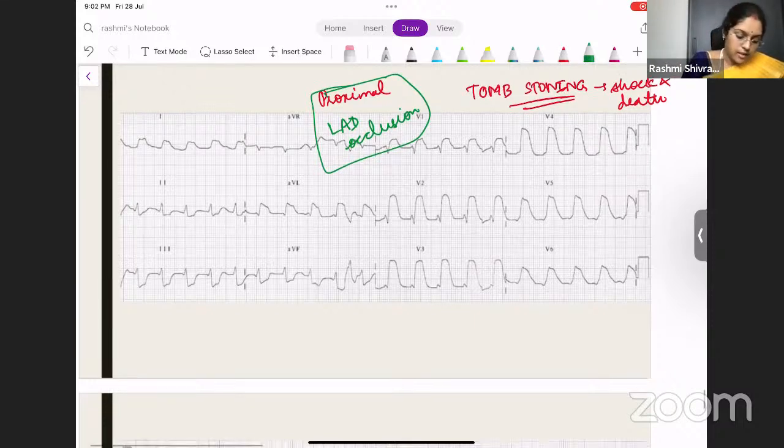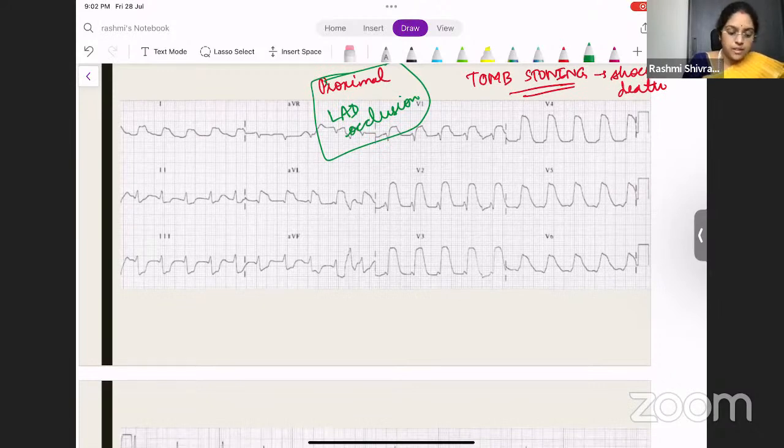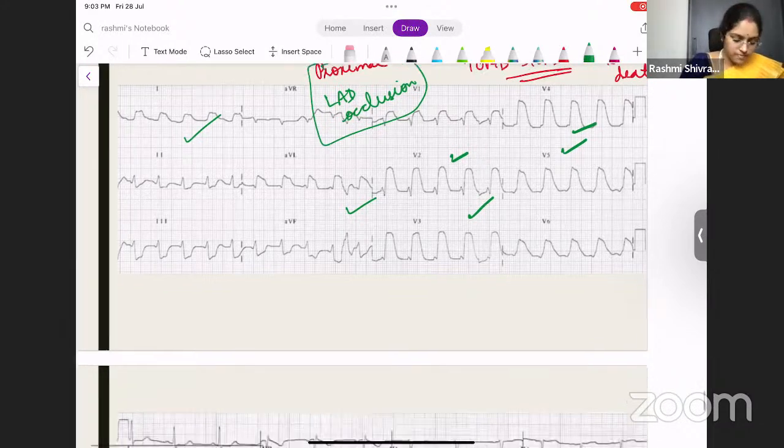Okay. Mainly where is it affected? It's affected in the lateral wall, isn't it? Mainly in the lateral leads as well as lead 1 and AVL also. So lead 1, AVL and you can see the lateral wall leads also. So this is a proximal LAD occlusion which is happening. This is tombstoning, which is impending shock and death because of a proximal LAD occlusion.